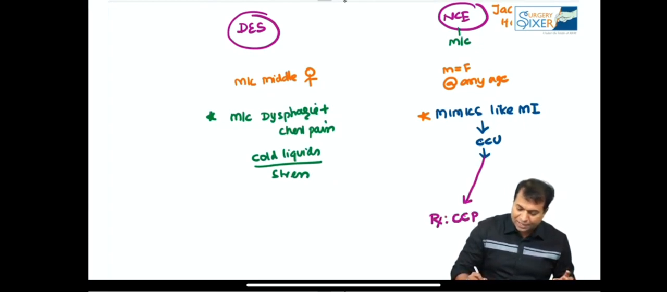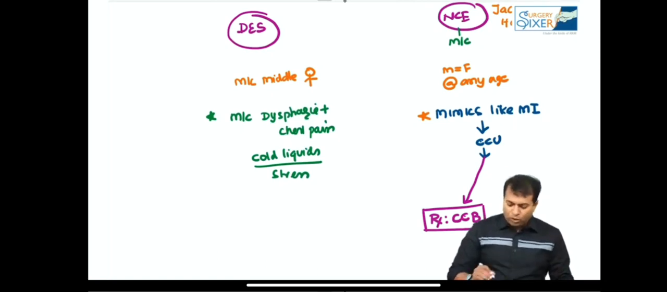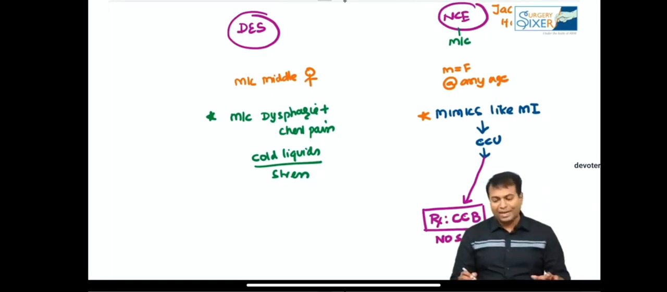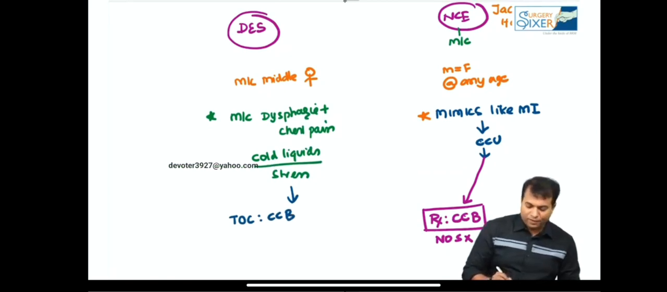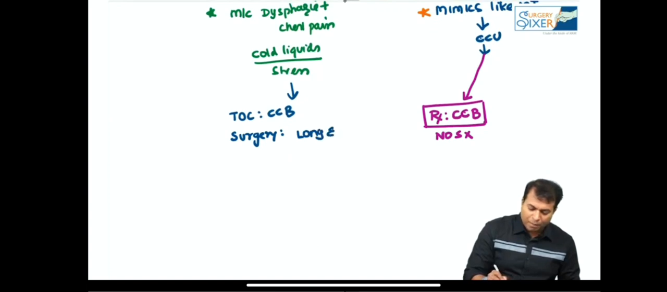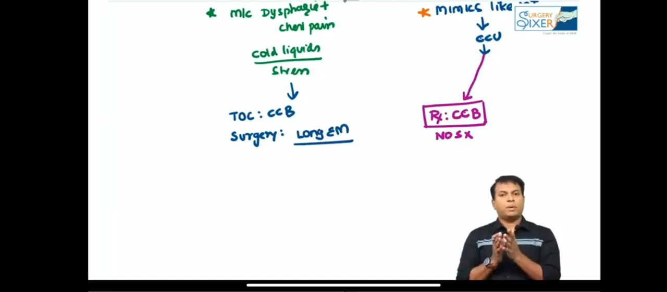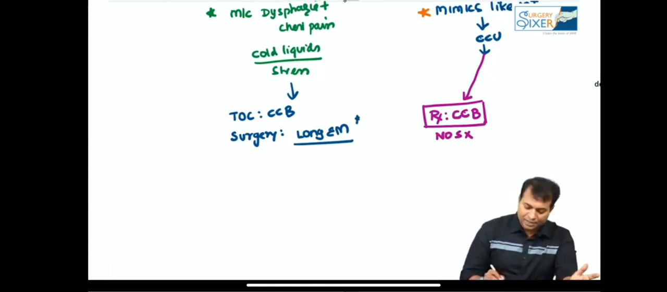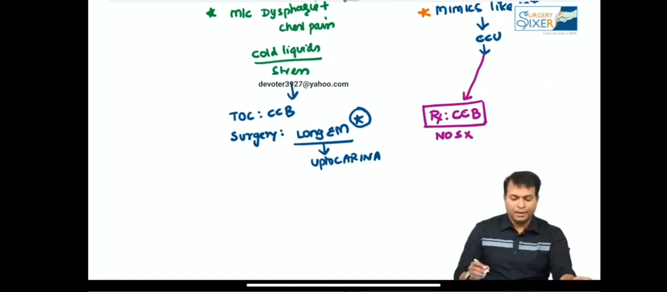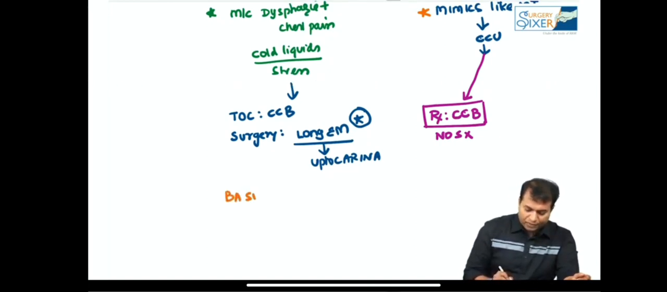The only treatment for nutcracker is calcium channel blockers. No surgery is advised for nutcracker esophagus. Similarly, for DES, the treatment of choice is calcium channel blockers. Sometimes, not always, we do a surgery known as long esophagomyotomy. I hope you remember in modified Heller's cardiomyotomy, we did myotomy up to how many centimeters? Up to 6 to 8 centimeters. In this case, we do long esophagomyotomy up to the carina level.